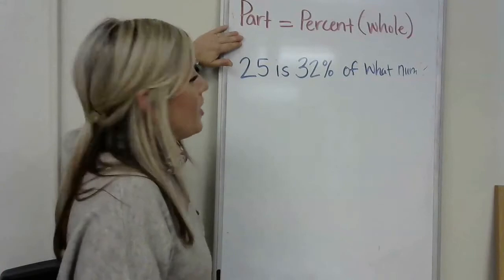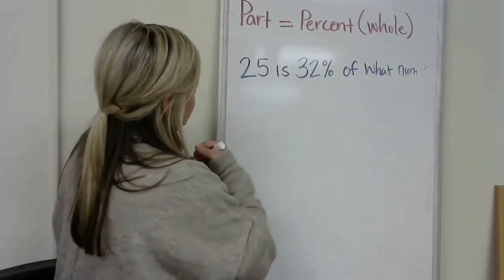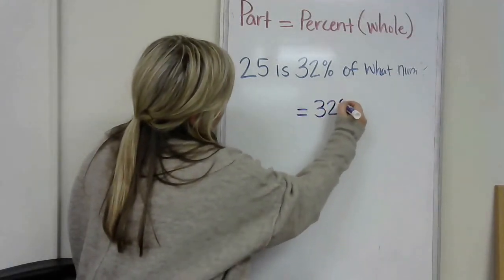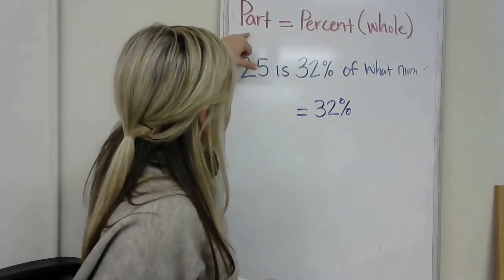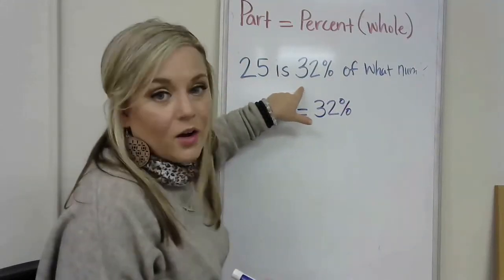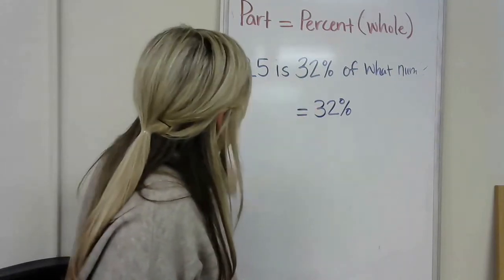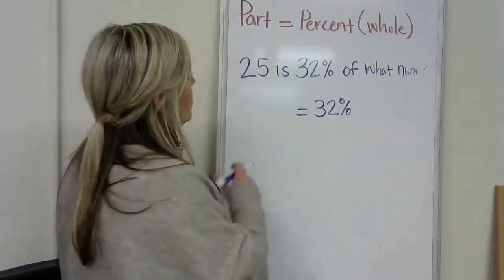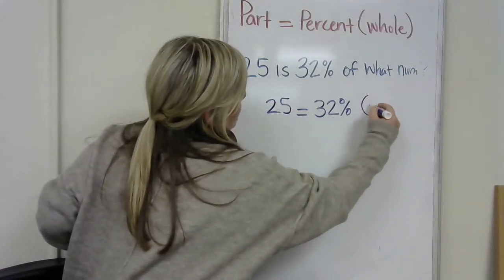Here's our equation: part is equal to percent times whole. I have my percent right here, so I can go ahead and write that. 32%. Now, is 25 a part of this, or is it a whole? 25 is 32%. Well, I know 32% is part of 100, right? So 25 is the 32%. That's my part of what number? What whole number? So 25 is going to go right here, and then we could put times W.